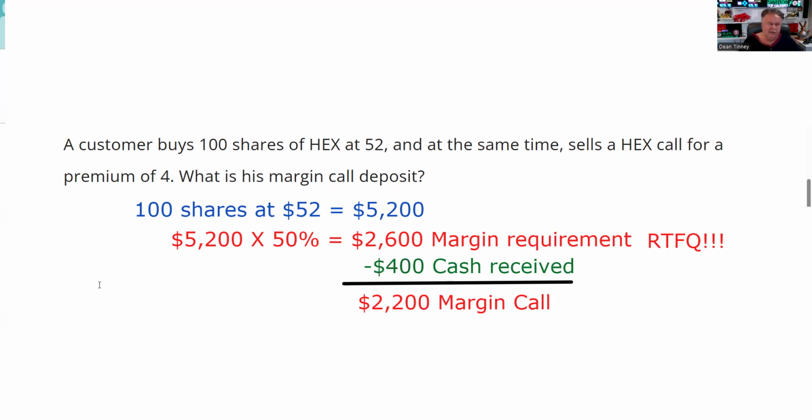Again, I don't think you're going to see this. It's not likely you're going to get this kind of a margin question, but you certainly are going to get 2, 3 questions on a covered call. The more likely question would be, what's the break even and what's the max gain? Anyways, hope that was helpful.